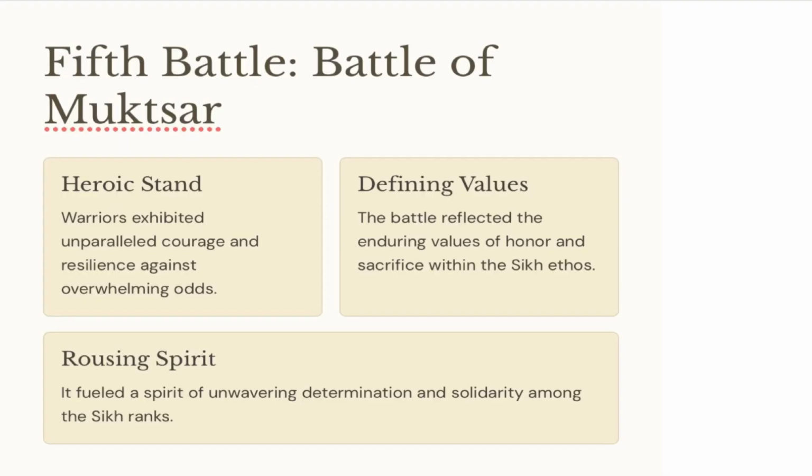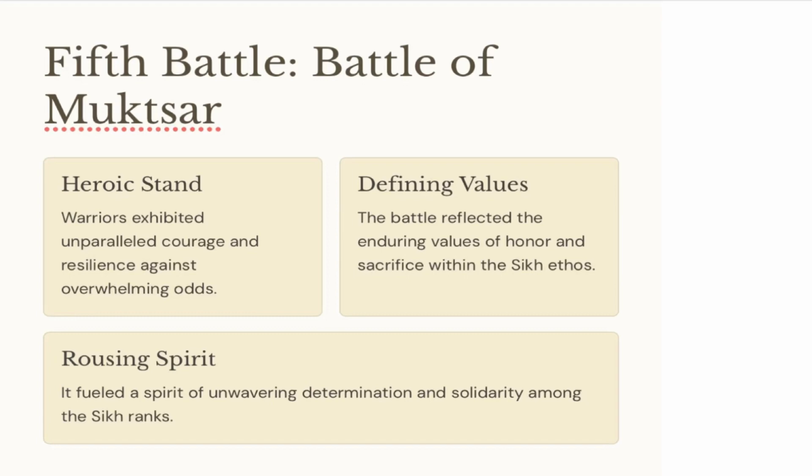Now let us discuss the Battle of Muktsar, which is also known as the Battle of Khidrana. It occurred on December 29, 1705. It was a significant event in Sikh history following the evacuation of Anandpur Sahib during the tumultuous times of Guru Gobind Singh Ji. After leaving Anandpur Sahib and enduring significant hardship, Guru Gobind Singh and a group of Sikhs took refuge in the Khidrana region, which is now known as Muktsar. The Guru and his followers were pursued by the Mughal forces and the hill chiefs.